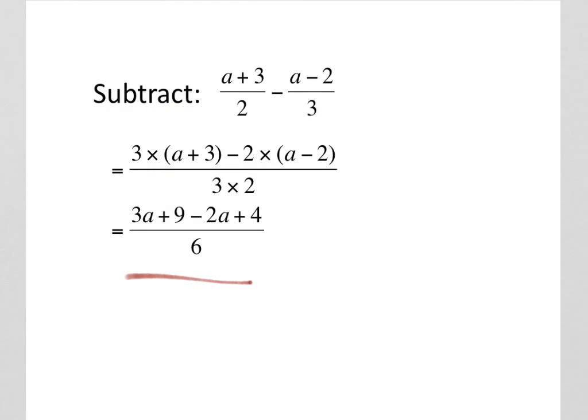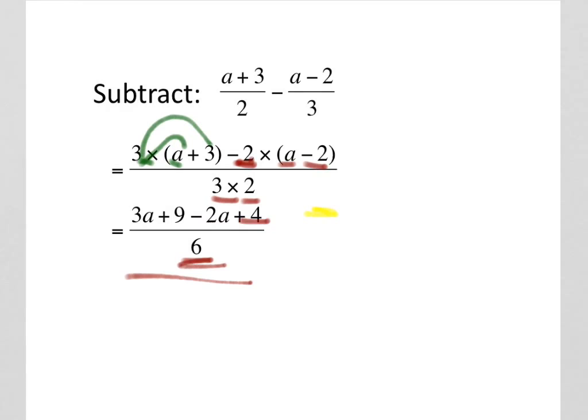So 3 multiplied by a is 3a. 3 multiplied by 3 is 9. Minus 2 multiplied by a is minus 2a. Minus 2 multiplied by minus 2 is plus 4. And 3 multiplied by 2 is 6. So we're nearly there. All we do now is simplify the top expressions again.